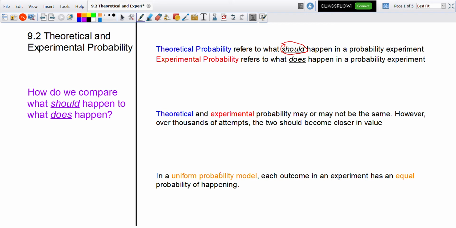Okay, and one more term here, we have uniform probability model. For an experiment to be uniform, each outcome in the experiment should have an equal probability of happening, right? It should be fair. So in a uniform probability model, each outcome has an equal chance of happening.